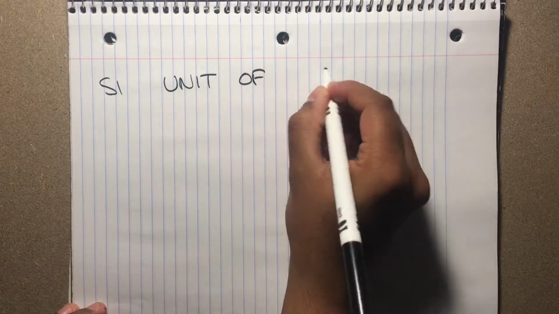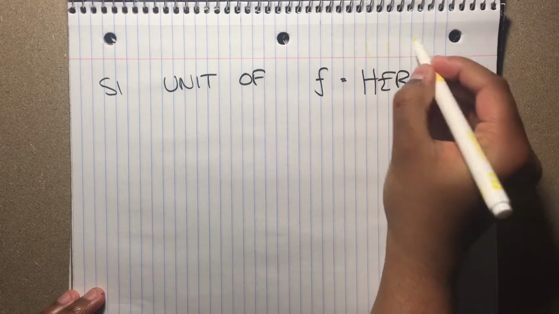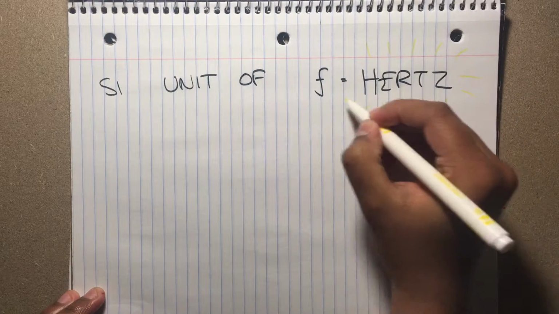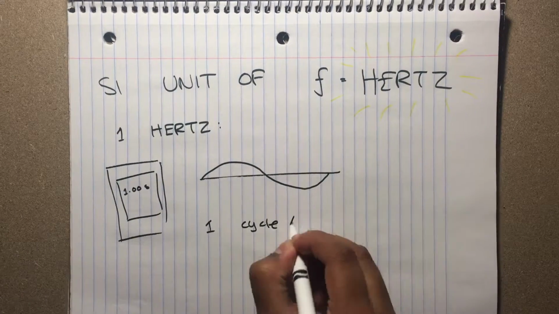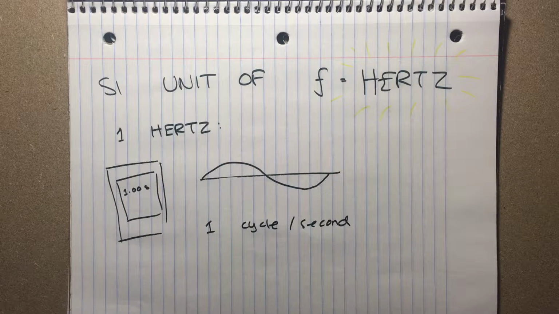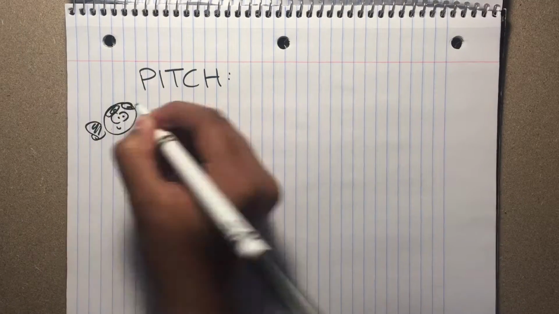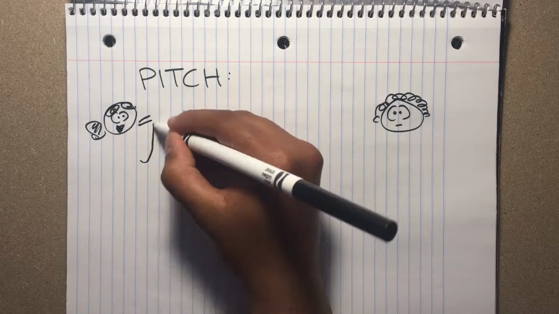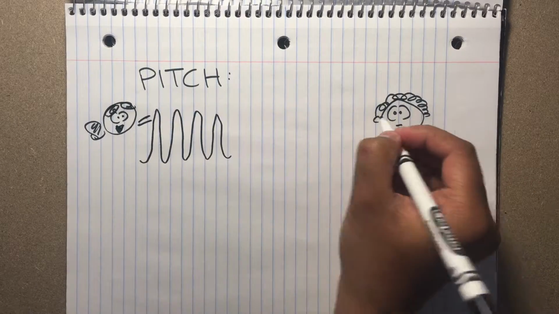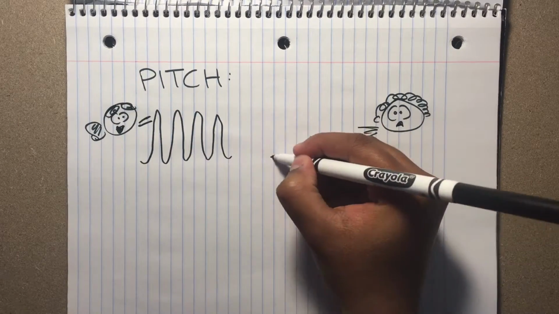The SI unit of frequency is a hertz, which is equal to 1 cycle per second. So generally, frequency is a measure of the number of cycles per second. 2 hertz means there are 2 cycles per second. Taking the example of sound again, the frequency determines the pitch of the sound. A higher frequency would sound like this, and a lower frequency would sound like this.